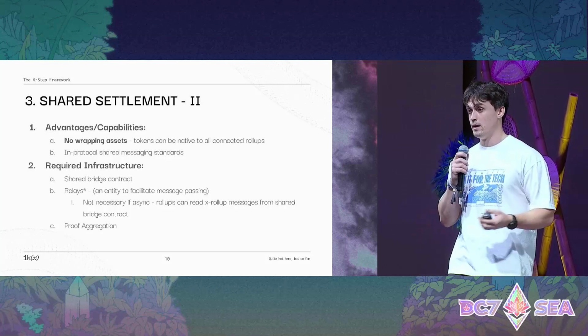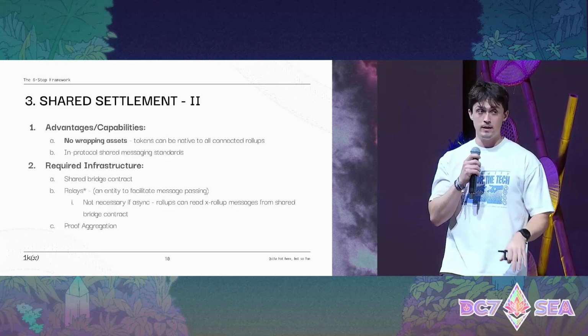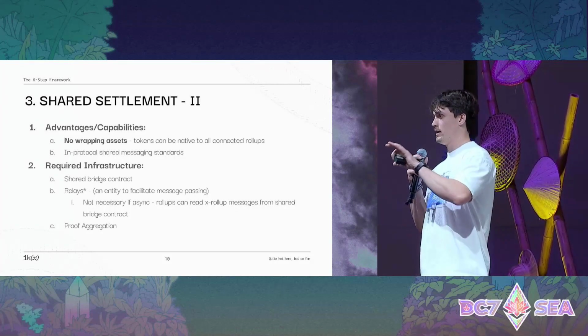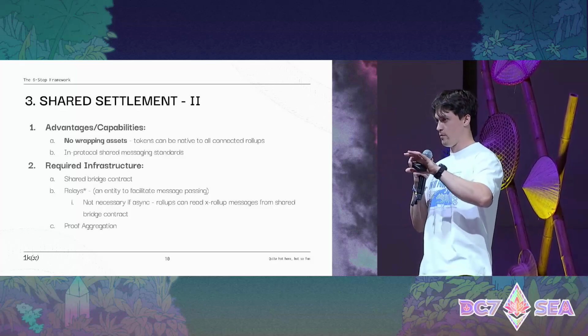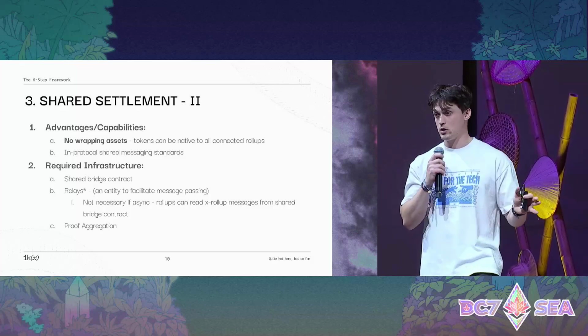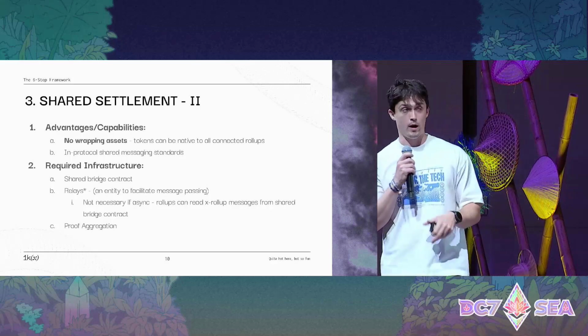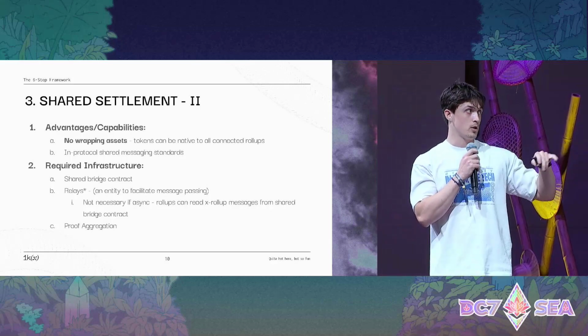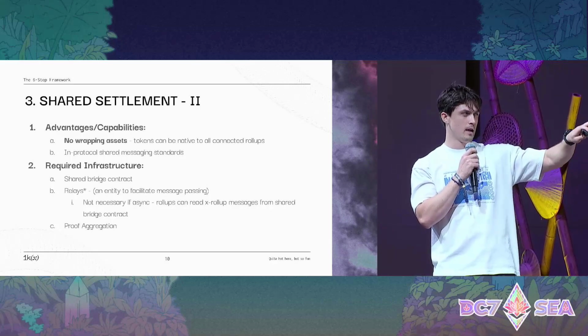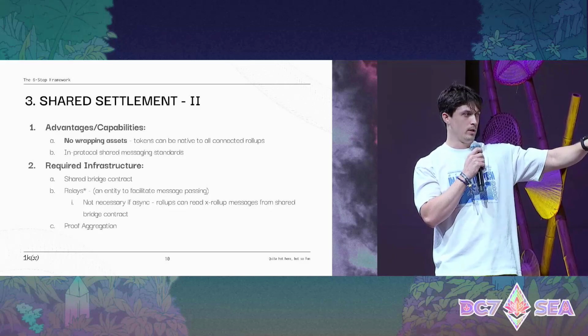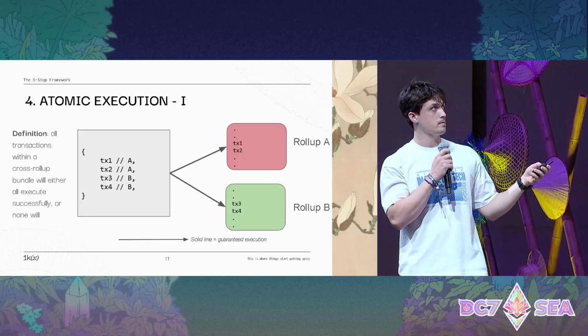And so the advantages and capabilities of having shared settlement is that you don't have to wrap assets to go across chain. Because we're sharing the same bridge contract, we don't have to worry about managing the accounting on all these different bridge contracts on the L1, so that's great. We can go native ETH to ETH, and that's all in the protocol, no bridging required. So we need a shared bridge contract. We optionally need relays. Again, not going to get into the nuance of that. And we need proof aggregation to do this as well.